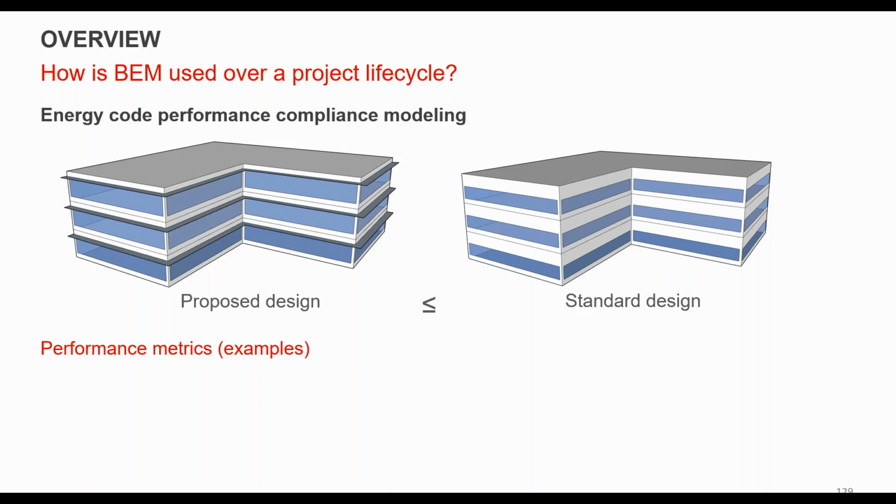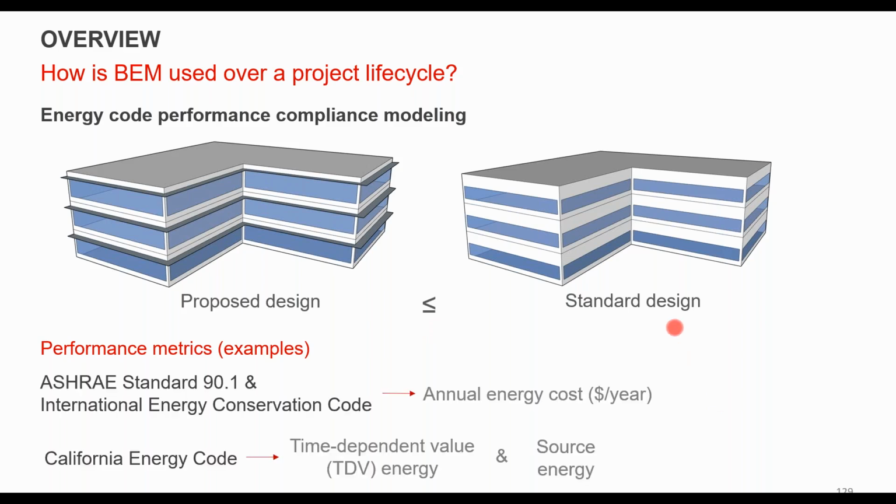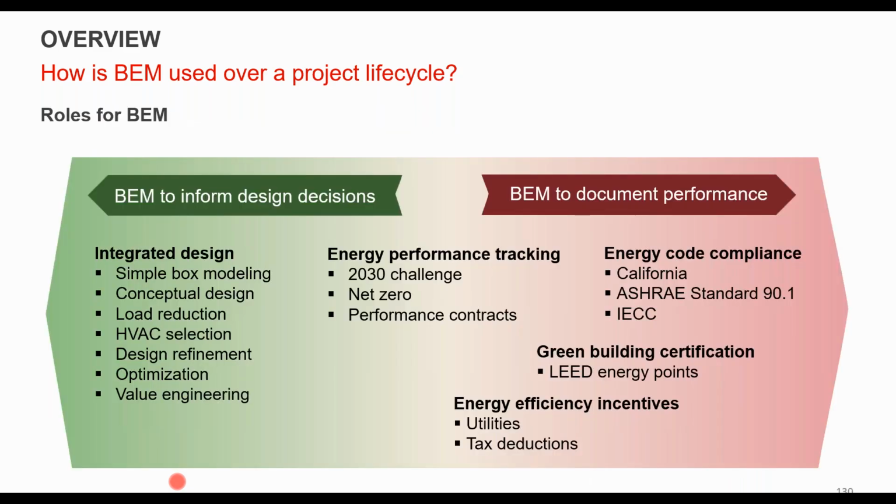And what does the comparison look like when you're doing, say, this compliance model? Really, all you're saying is that you have a proposed model that's built to your specifications and drawings, and that needs to be less than, and there are a lot of metrics for what that could be, a standard design or your baseline code design. That could be 90.1, which we've talked about a little today, or IECC, which is a cost basis, although there are permutations and allowances now to use source energy, site energy, and carbon. So there are a lot of options. If you look at California, for example, Title 24, you need to use the TDV and source energy calculations. So again, it depends.